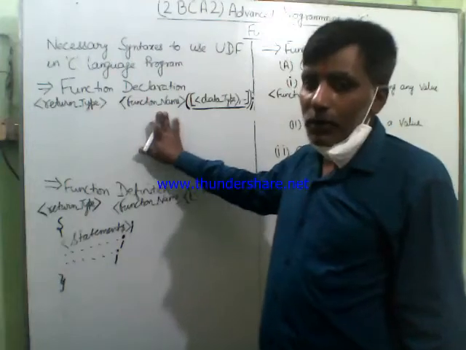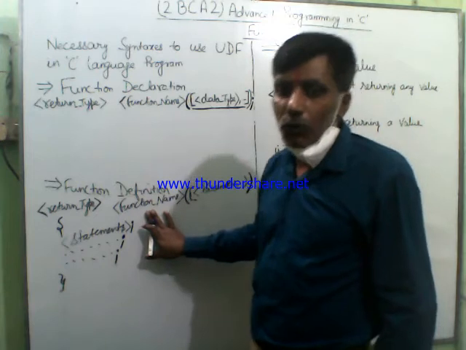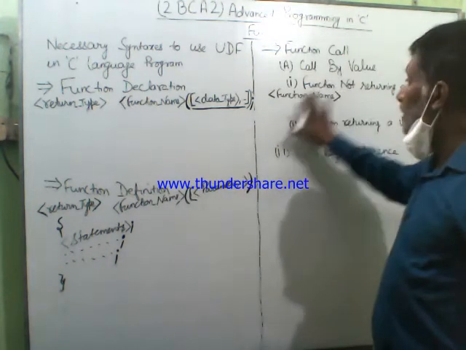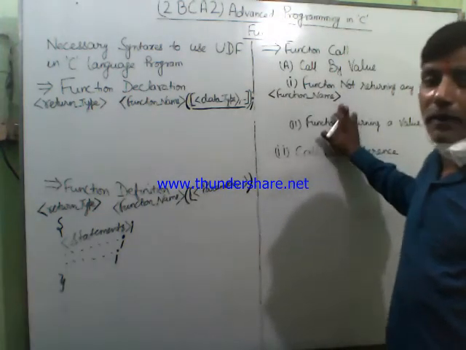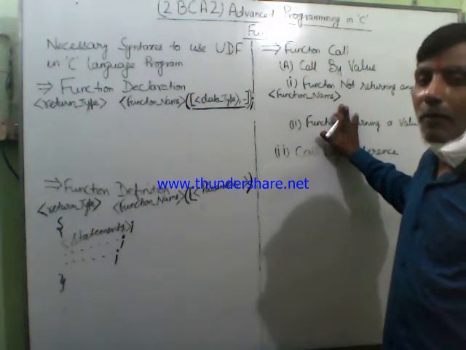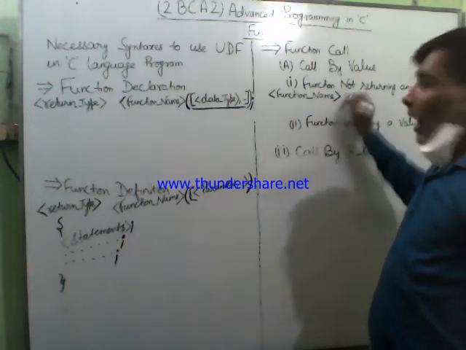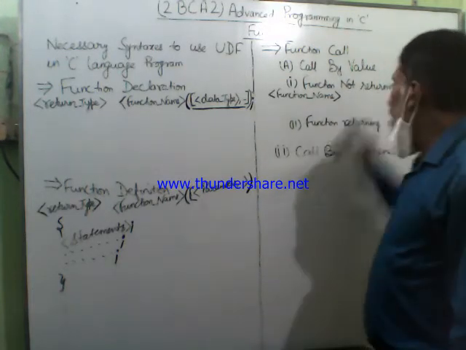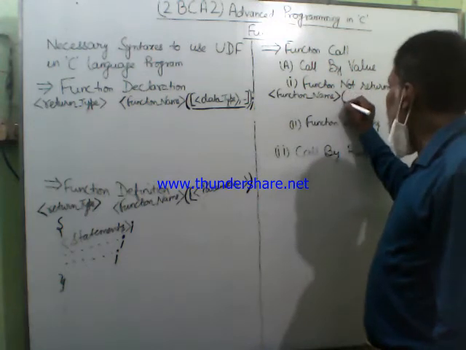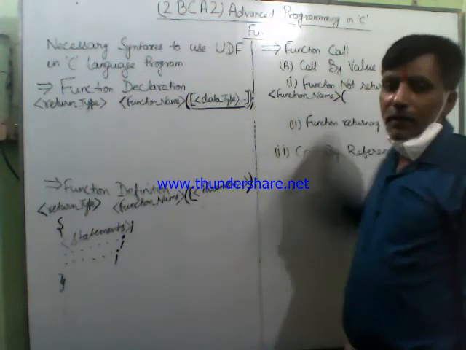The function name written here should match with the function name that you are going to write here while calling the function by using the call by value method. And after writing the function name, you have to open the parenthesis here.